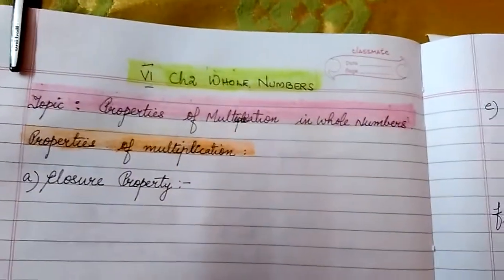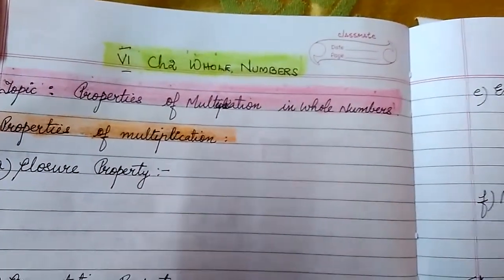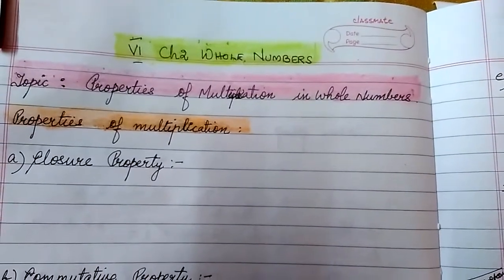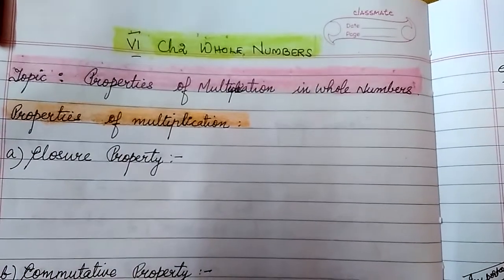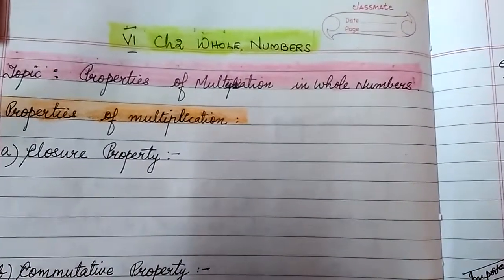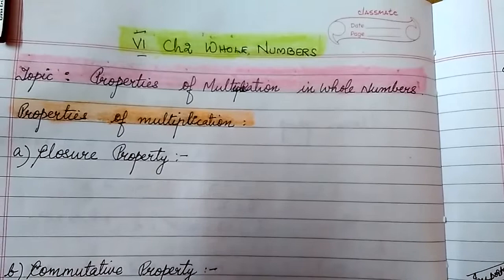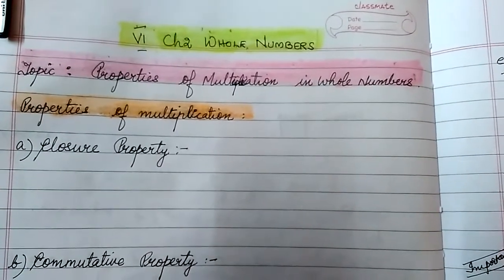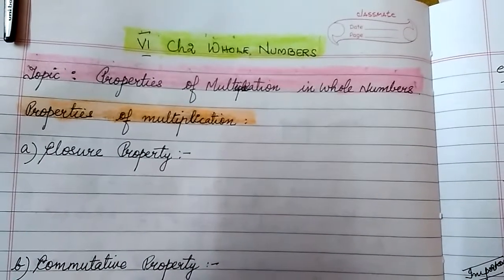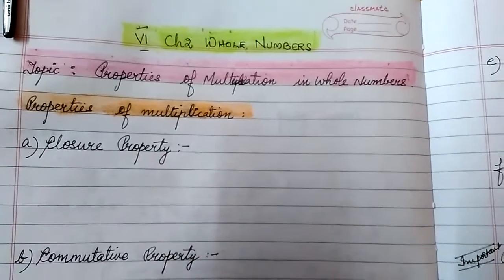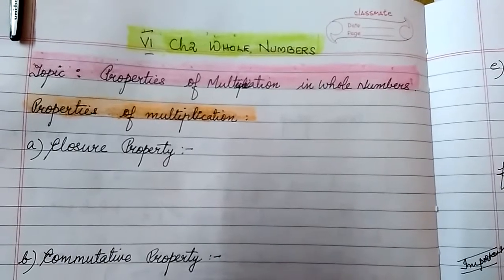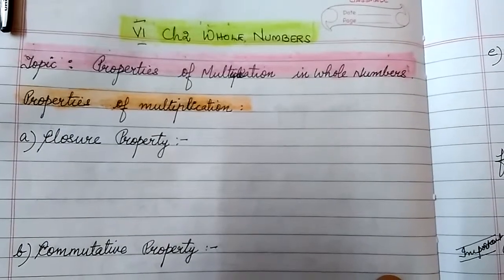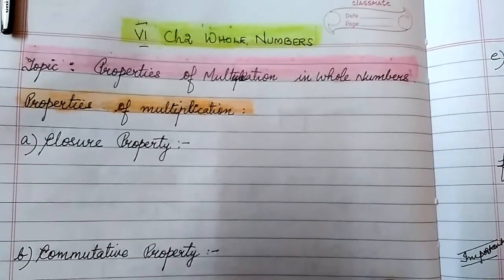Okay students, today you will be learning in chapter 2, whole numbers, the properties of multiplication. Yesterday we learned the properties of addition and subtraction. Which properties have you learned? You have learned the closure property, commutative property, associative property, then existence of additive identity in addition. For subtraction, all these properties are false in the case of whole numbers. Now we will learn the properties of multiplication.